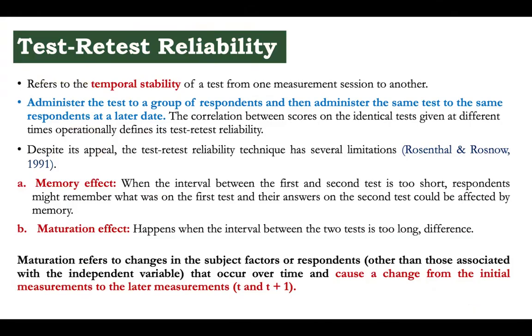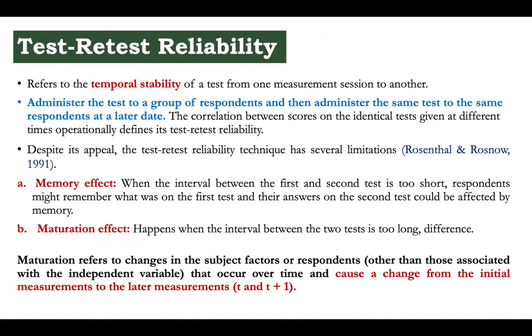The test-retest method is based on stability over time. It refers to the temporal stability of a test from one measurement session to another. Despite its appeal, the test-retest reliability technique has several limitations. One is the memory effect. If you test the individual at different times, sometimes they can memorize. If the interval is short, they can remember it, or if it is long, they will give a different answer. So this is one disadvantage of test-retest reliability.